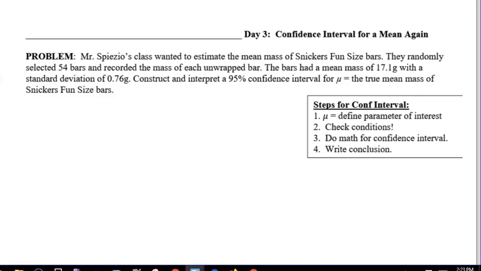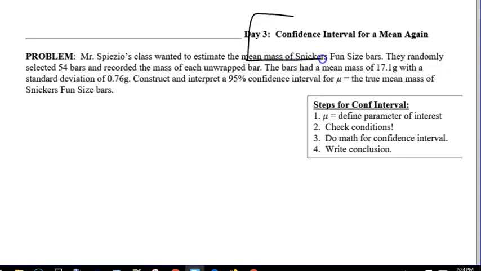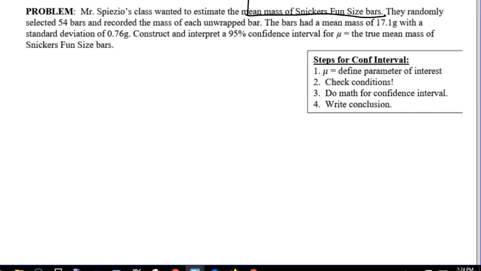All right, so day 3, we're just going to start by doing another one like we just have done on day 2. Just quick rewind and recovery. Okay, so Spezio's class wants to estimate the mean mass of Snickers fun size bars. So that's what our funky U is going to be. Okay? They randomly selected, so random, that's important. Randomly selected 54 bars. The bars had a mean mass of 17.1.